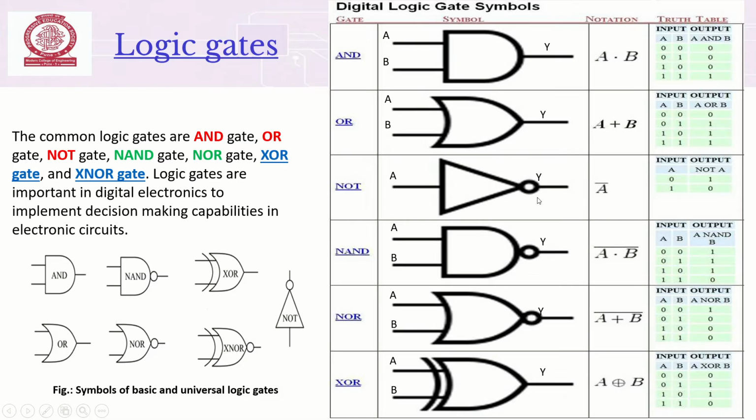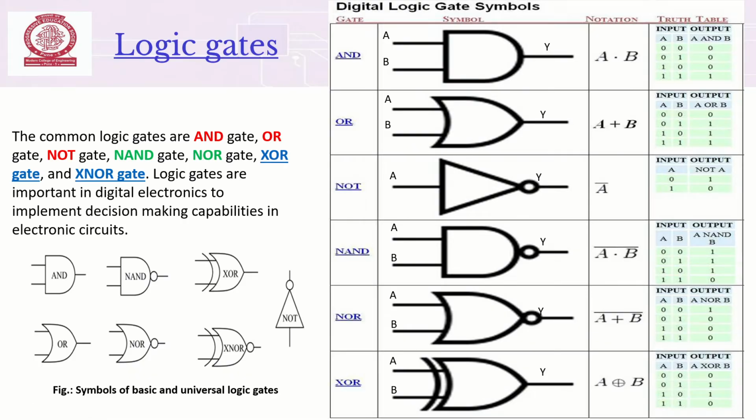Next is our inverting gate, which is also called an inverter or a NOT gate, or also called complementation. So how will you read it? Y equals NOT of A. Our equation is Y equals A bar. If I have an input of 1, the output will be 0. That is, Y equals the complement of A. If my input is 1, the output is 0, and if the input is 0, the output is 1. And this round is called a bubble.